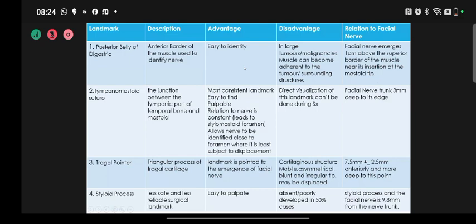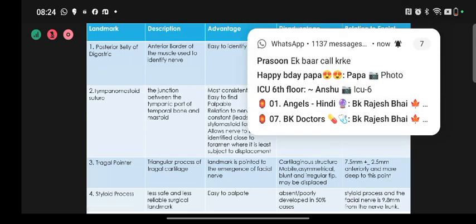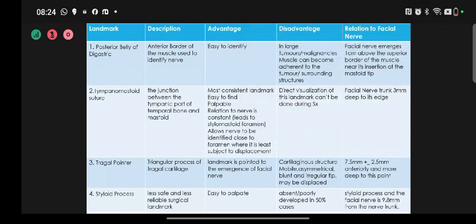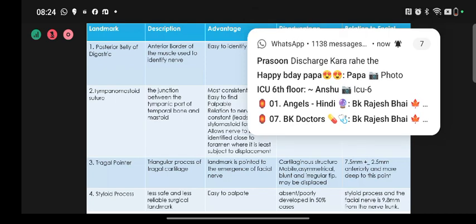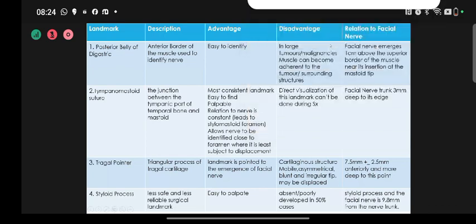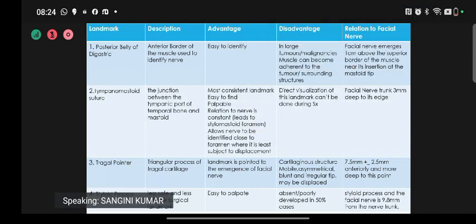Although it's a soft tissue landmark, it is easy to identify. The disadvantage is that in large tumors or malignancies, it can become adherent to the tumor or to the surrounding structures, and localization may not be easy in such a case.